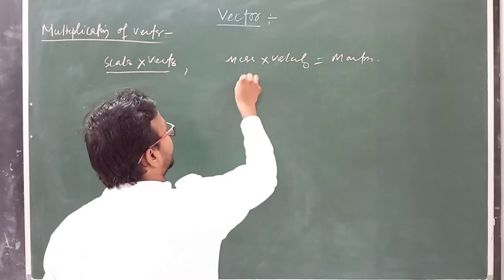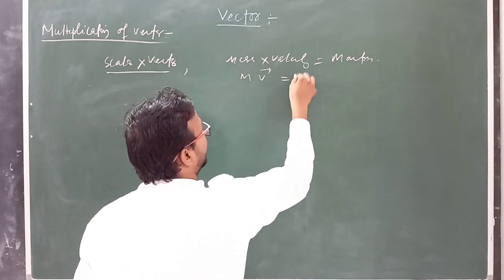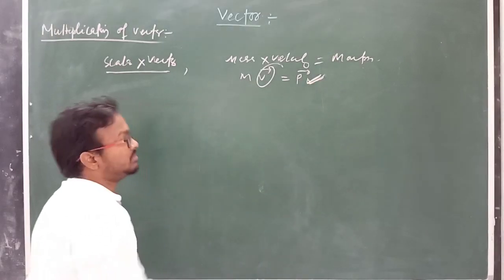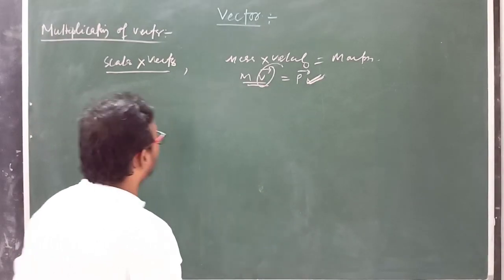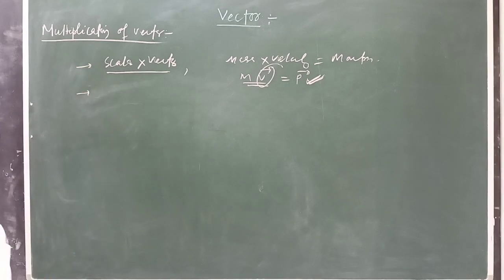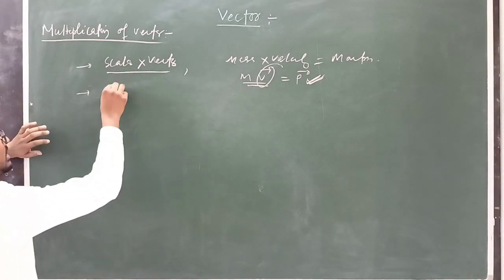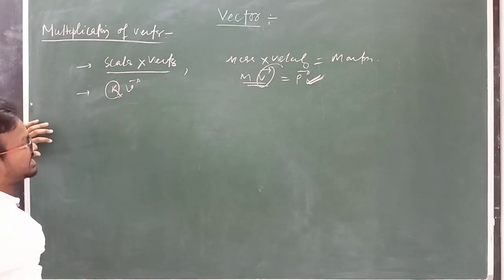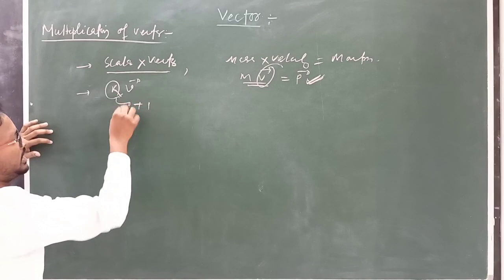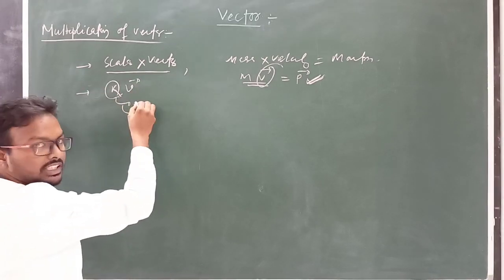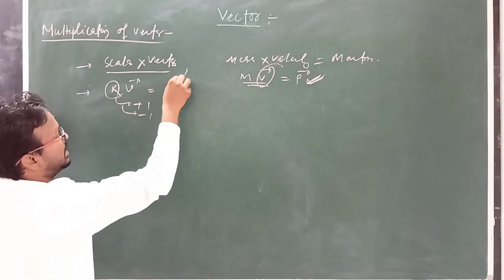Clear? And here mass times velocity equals p. So the direction of velocity is the direction of momentum. Clear? Okay. And we already discussed that for a scalar you can take any number, that is k into velocity. K means a real number. K may be +1 or -1. Then at that time the velocity may change. Clear? And it gives another vector.